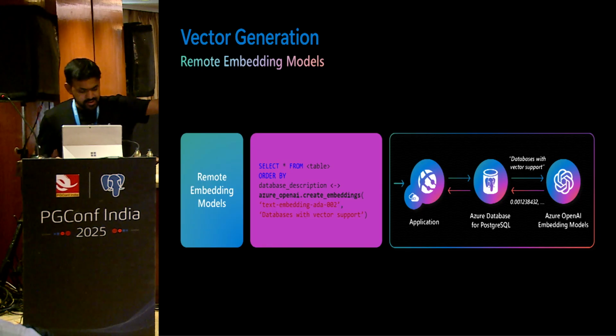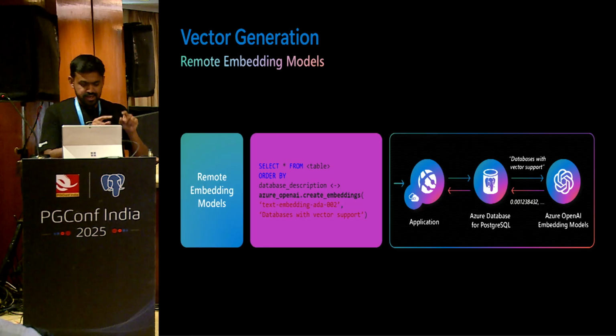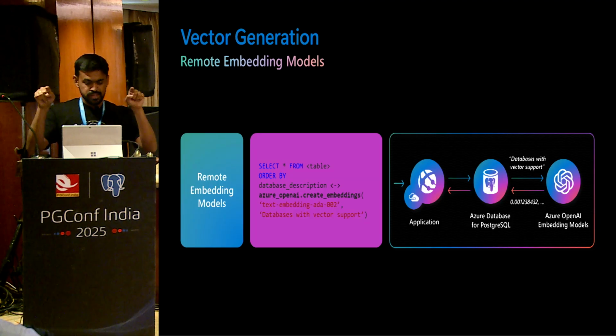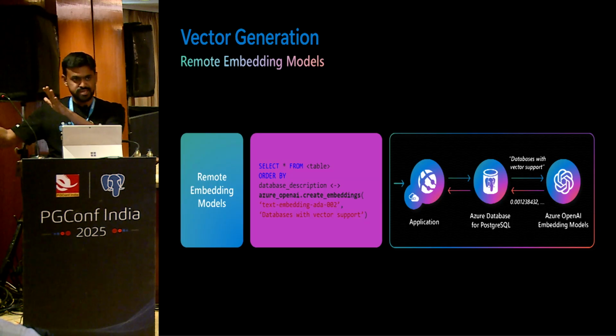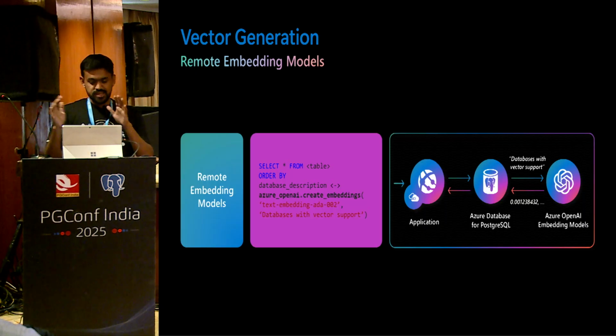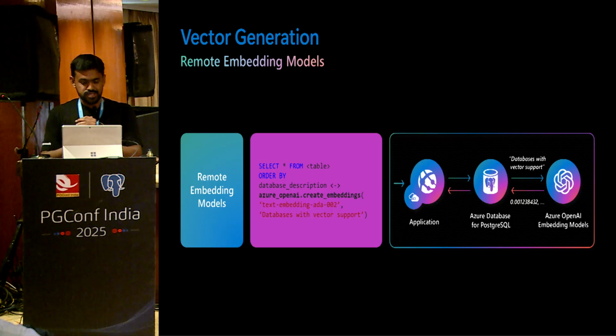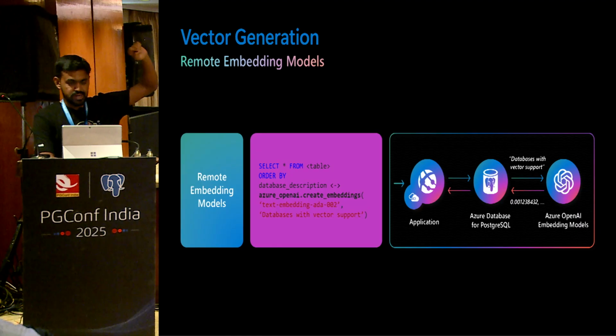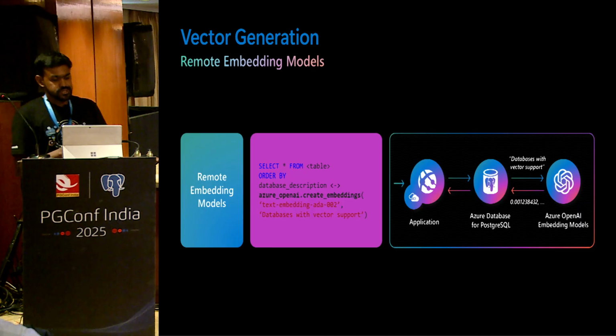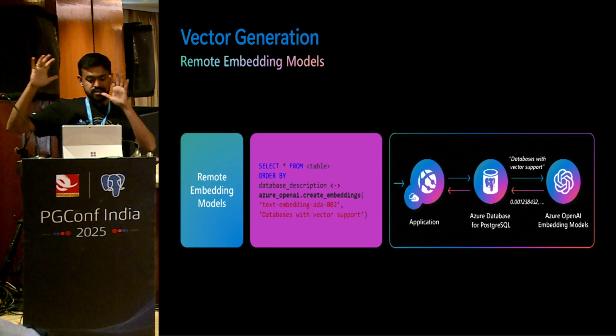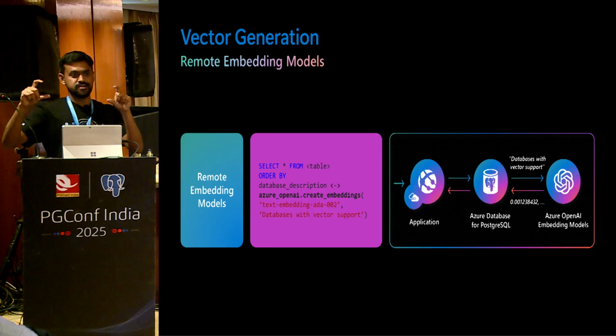And if you look at the query, there is a select star from table, order by, and there is a clause which is database description, then a symbol, and then another part on the right side of the symbol, right? The right side of that symbol is basically calling the OpenAI endpoint with the create embedding functionality, passing the model that I'm using and the user query that's coming in, right? So this will result in a particular vector.